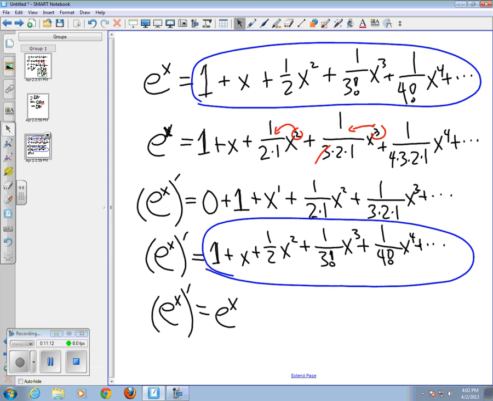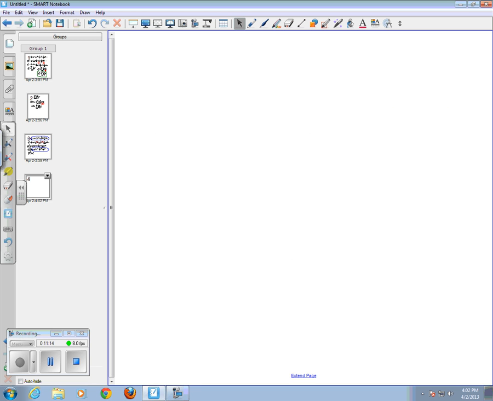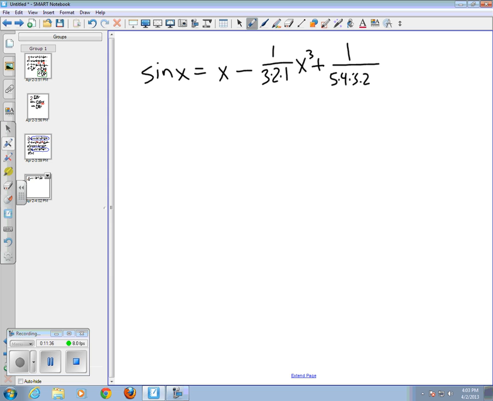Okay, and let's do one more of those. Let's take a look. We know that the derivative of sine is cosine. Let's see if it works like that. So the series for sine, remember, was x minus 1 over 3 factorial. So that's 3 times 2 times 1 times x to the third plus 1 over 5 factorial. So 5 times 4 times 3 times 2 times 1 times x to the fifth, and then a minus and dot, dot, dot.